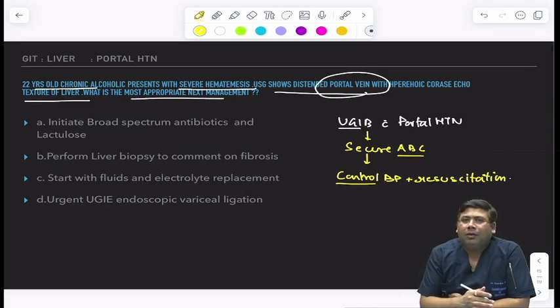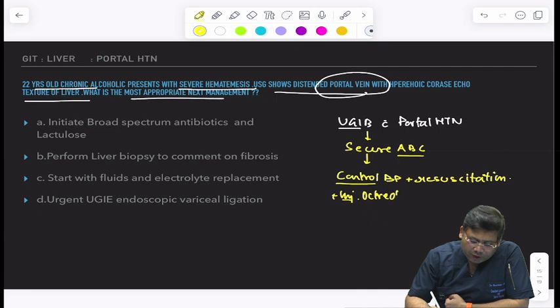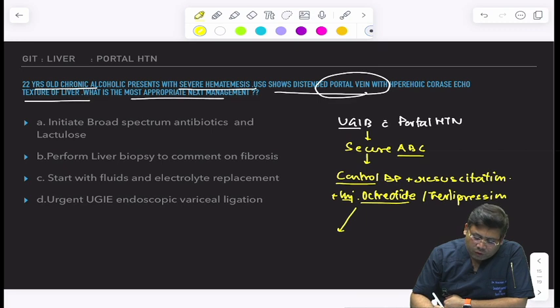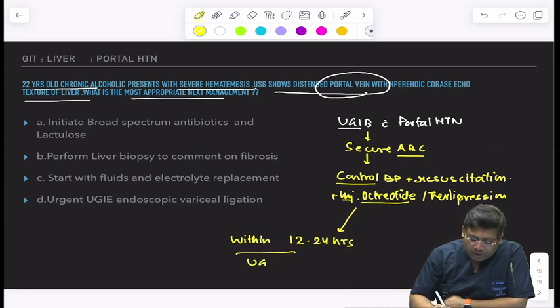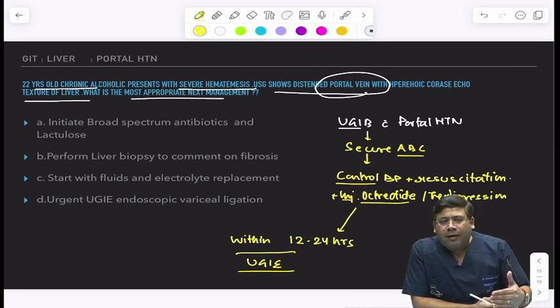Along with blood pressure control and resuscitation, you will start injection octreotide or somatostatin analogues, or you can go for terlipressin. But remember, if the bleeding stops, then only, within 12 to 24 hours, you will go for upper GI endoscopy. Bachche, we do not do immediate upper GI endoscopy; early intervention is important. So within 12 to 24 hours, but before that you need to stabilize.